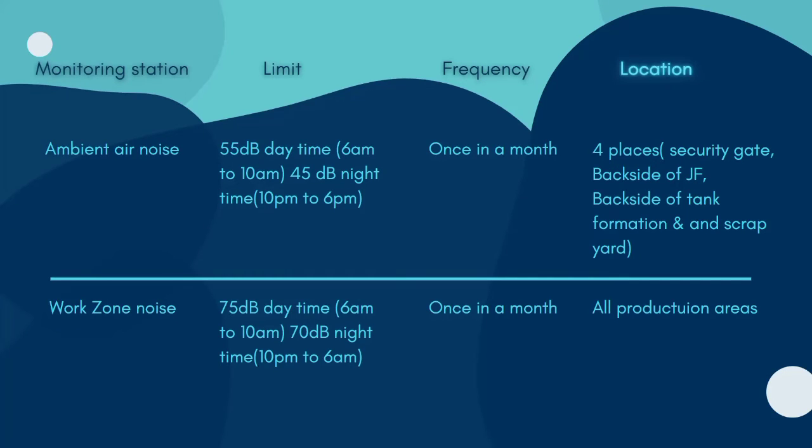Work zone noise is located at all production areas. This noise is usually stronger than ambient air noise. So from 6 a.m. to 10 p.m., the limit is up to 75 dB, and at night time 70 decibels is the boundary. Also, this work zone noise is monitored once in a month.